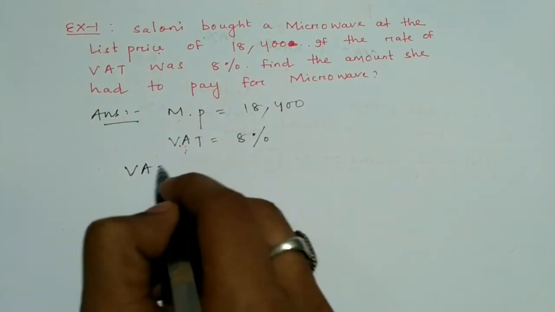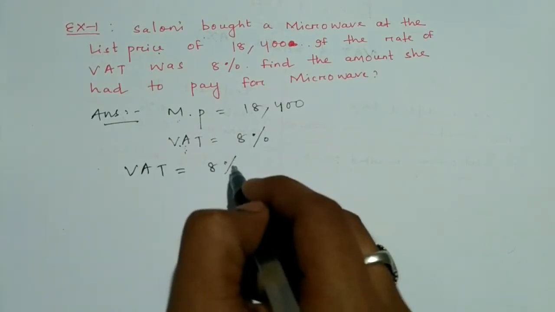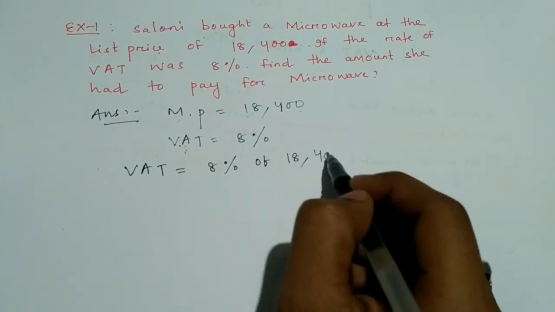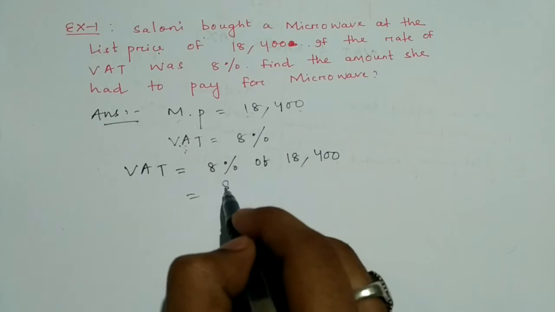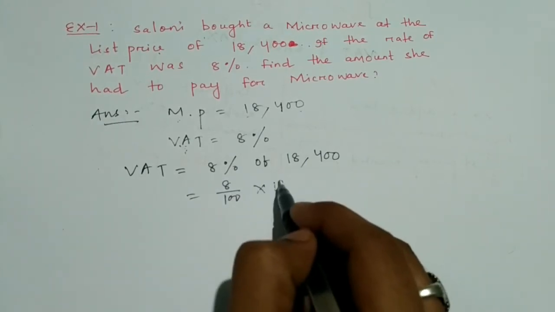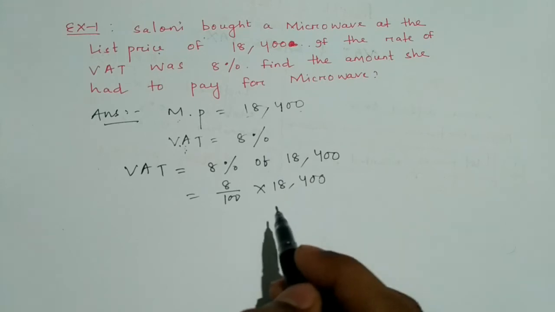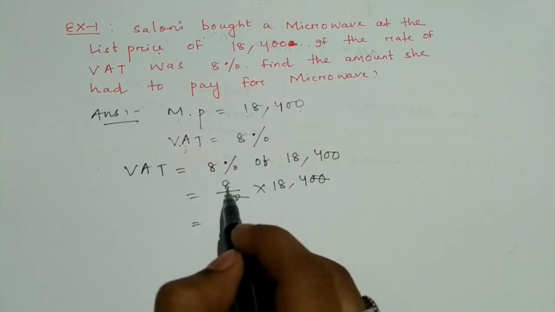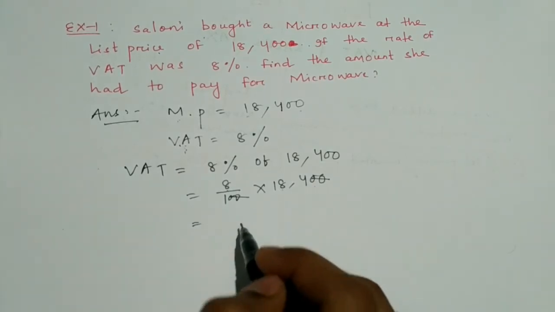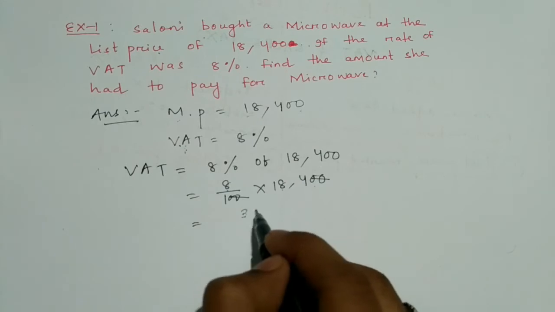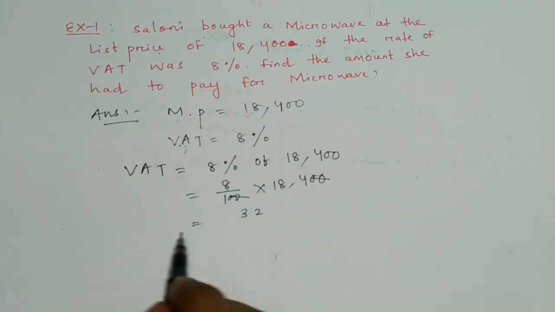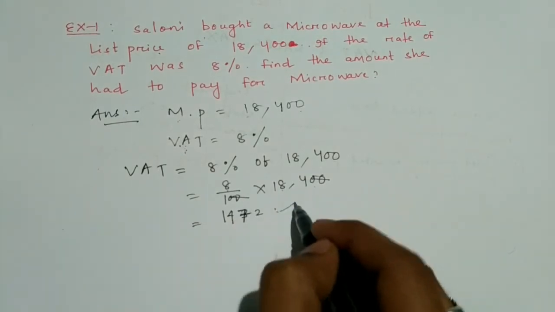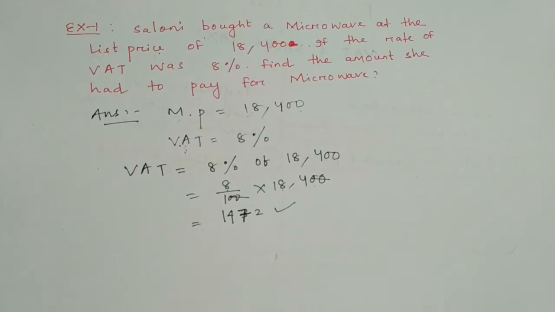So VAT will be 8% of the mark price, that is 18,400. So 8% means 8 by 100 into 18,400. So 20 got cancelled. So 8 into 184. It will be 4 into 8, 32. Okay, 8 into 8 is 64, 8 into 1 is 8, 147... Right. So 1472 is my VAT.